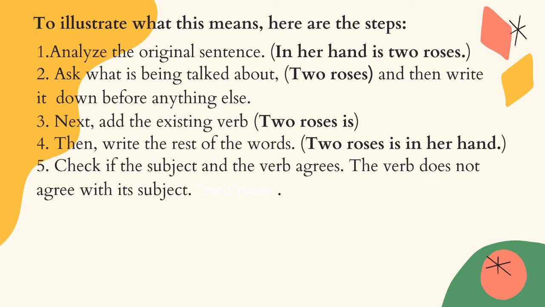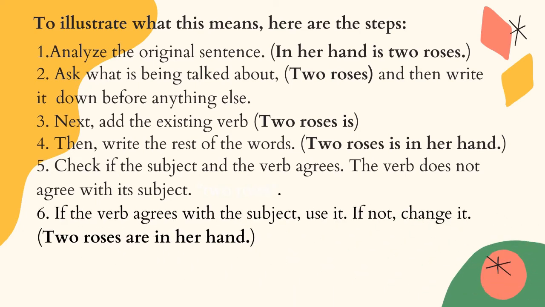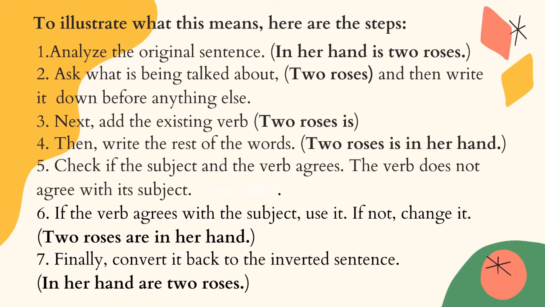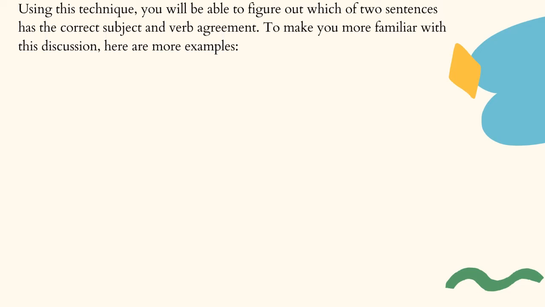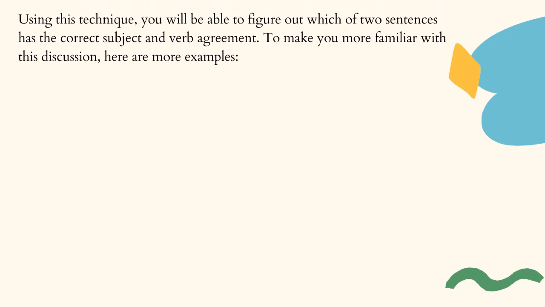Check if the subject and the verb agrees. The verb does not agree with its subject. If the verb agrees with the subject, use it. If not, change it. 2 roses are in her hand. Finally, convert it back to the inverted sentence. In her hand are 2 roses. Using this technique, you will be able to figure out which of the 2 sentences has the correct subject and verb agreement. To make you more familiar with this discussion, here are more examples.